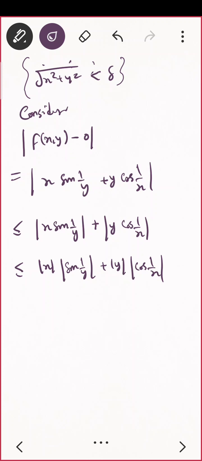Yes, Neha. What should I do next? Perfect, very nice. Because this is always less than equal to 1, this is also less than equal to 1. So this will be less than equal to mod x plus mod y. Correct? Can you relate this with your square root of x square plus y square that is less than delta?